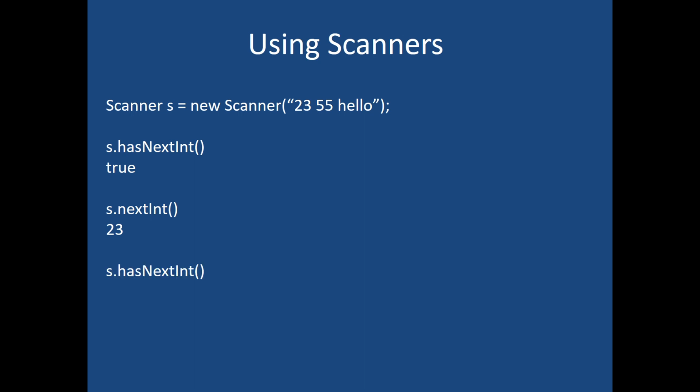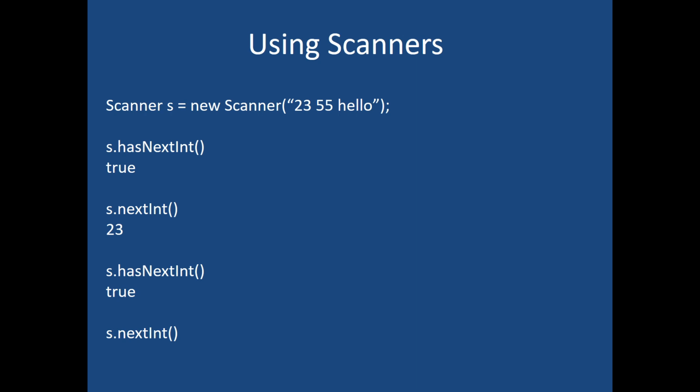Now, what if we ask again, is the next, and the thing to realize is, when you take the 23 out of the scanner, it's gone. What's the new first token now, after you remove the 23? 55. So if we now ask next int, it doesn't just give you 23 back, it modifies the state of the scanner so that it's got a different thing in it now. So now when you ask, does it have a next int, what's the answer going to be? Still true, because that 55 is sitting there.